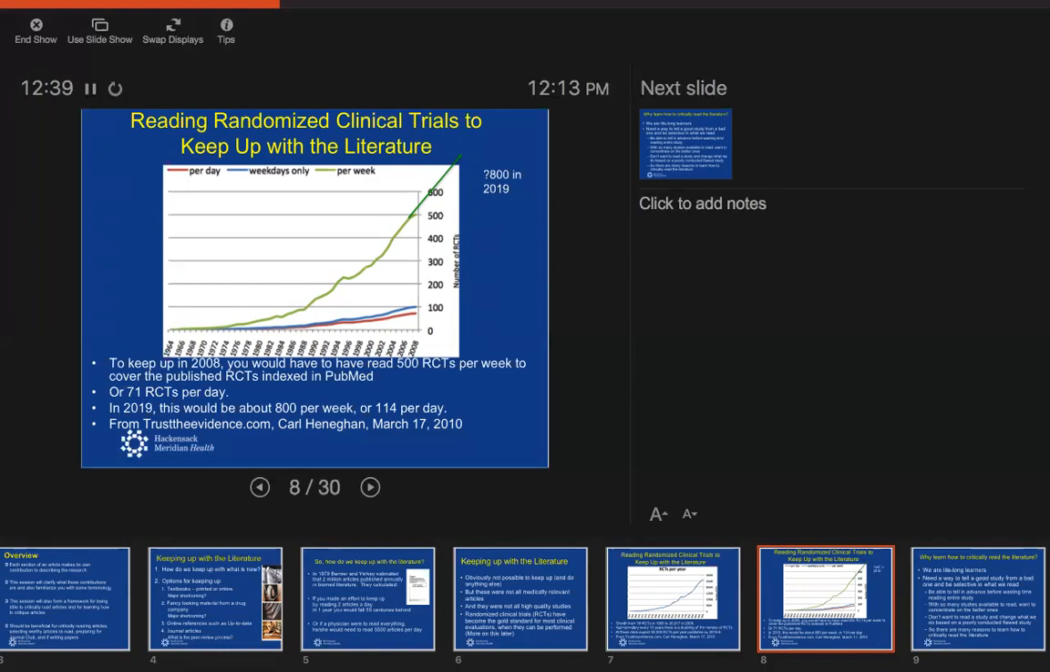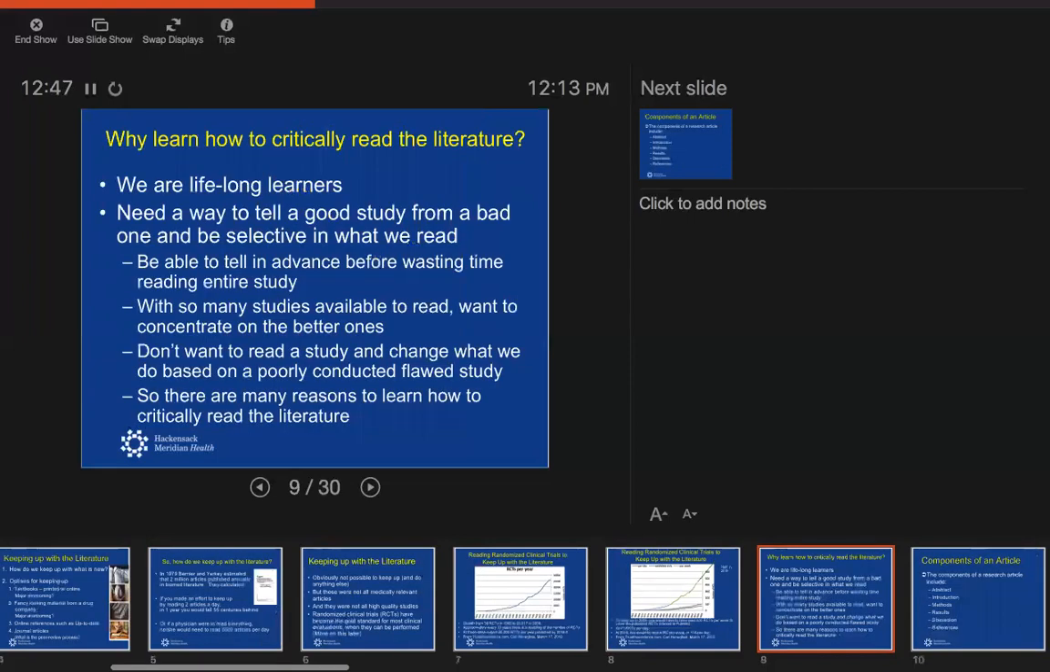So there's a lot in the literature if you want to keep up with all fields. We try to be selective and not read everything. We want to read more about what's in our field. We want to read well-conducted studies. So we need a way to tell a good study from a bad study and be selective in what we read. It's also important to know how to critically read the literature because we're all lifelong learners.